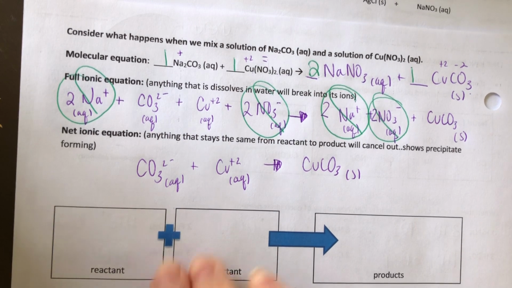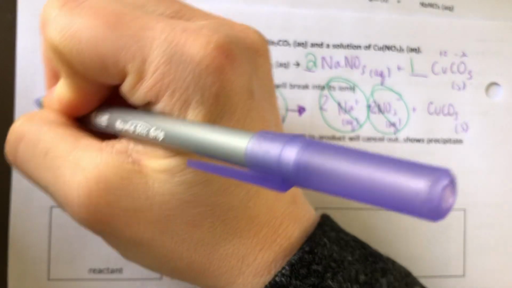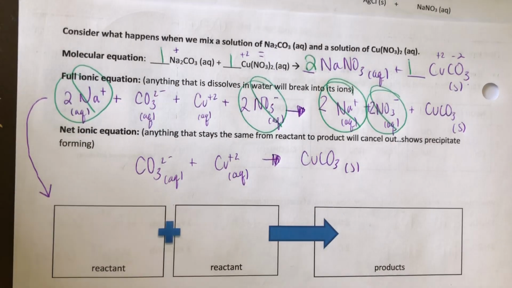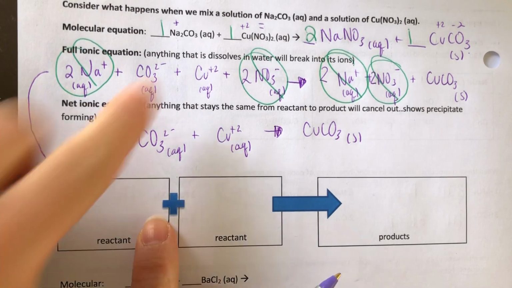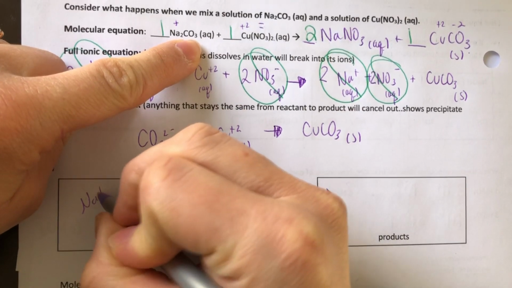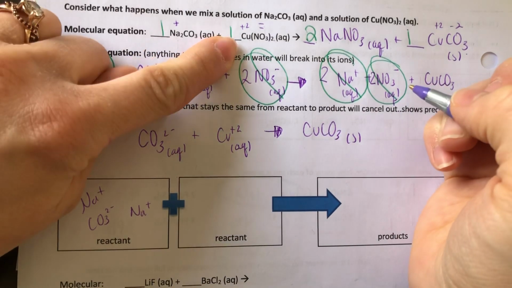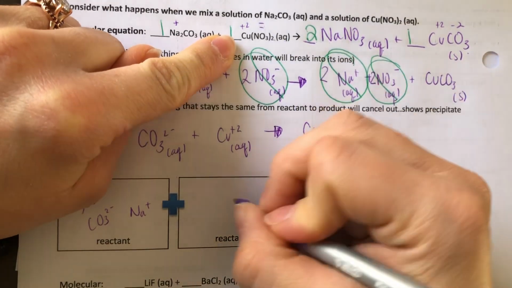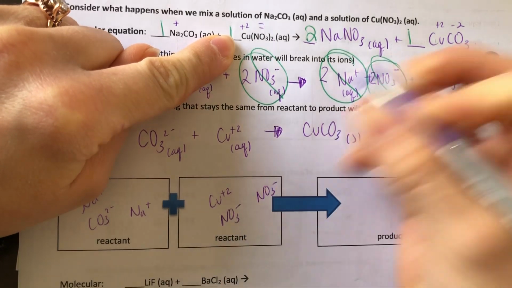Okay, if I were to draw this at the particle level, I'm basically kind of drawing what I drew for the full ionic equation, just more so in drawing form rather than equation form. So for my reactant, sodium carbonate, it was aqueous. So that meant I had sodium ions and carbonate ions floating around. For the copper nitrate aqueous solution, I had copper ions and 2 nitrate ions floating around.